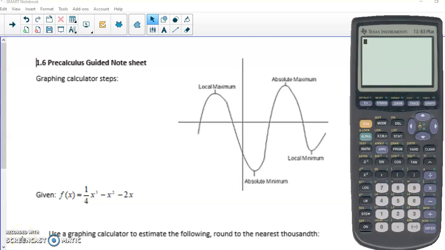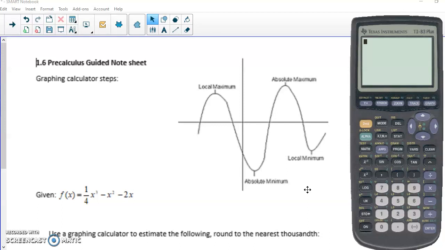All right, we're going to look at an example in addition to what you have already in your textbook for 1-6. We're going to look at graphing, using a graphing calculator, a polynomial function to find some specific characteristics. So if we want to use our graphing calculator, we have an example that we're going to go through right here. F of x equals 1/4 x cubed minus x squared minus 2x.